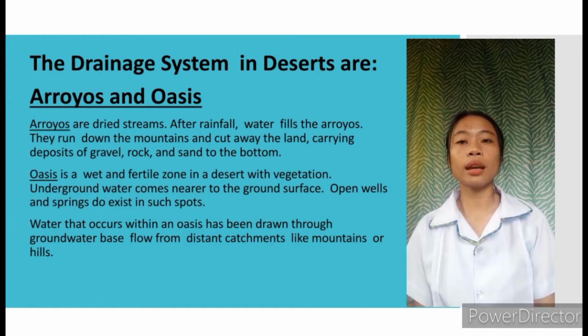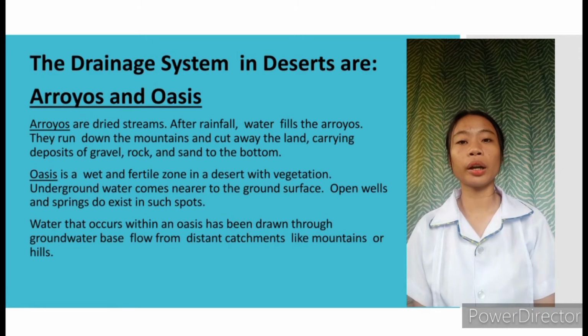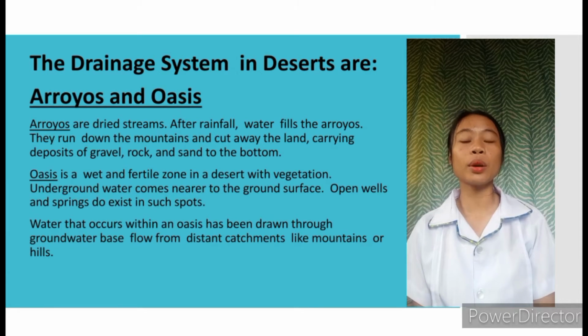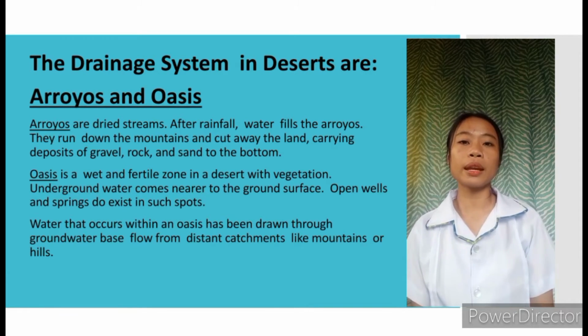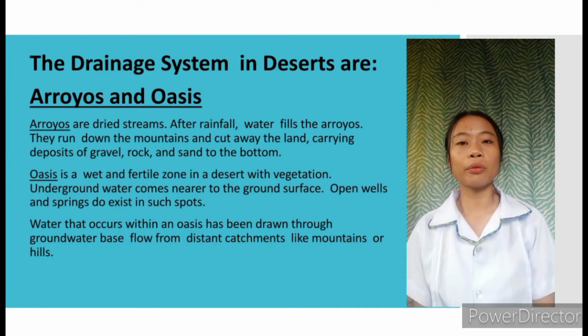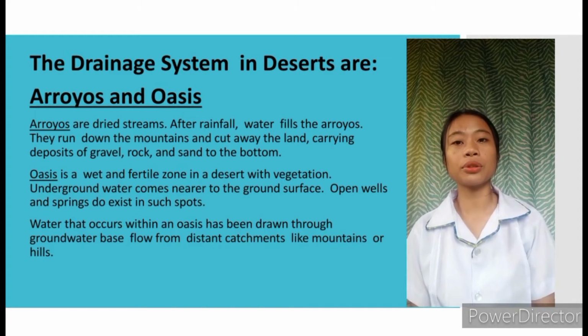An oasis is a wet and fertile zone in a desert with vegetation. Underground water comes nearer to the ground surface. Open wells and springs do exist in such spots. Water that occurs within an oasis has been drawn through groundwater-based flow from distant catchments like mountains or hills.